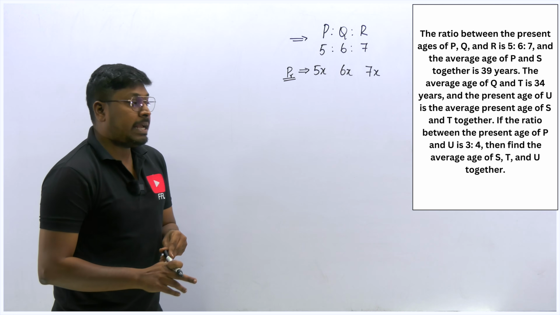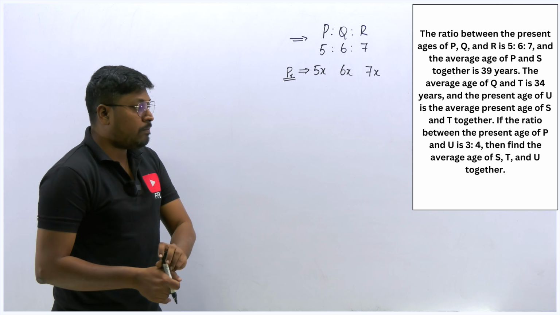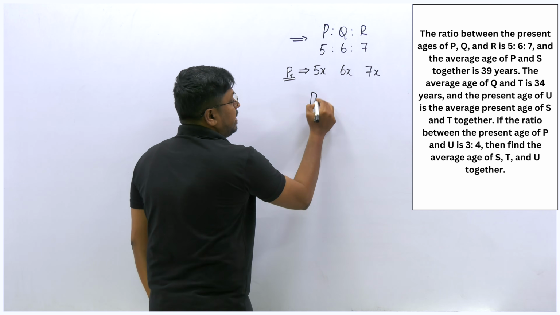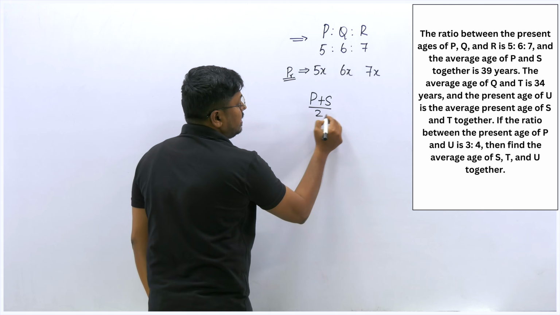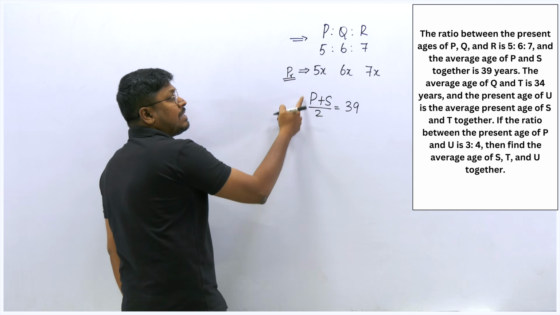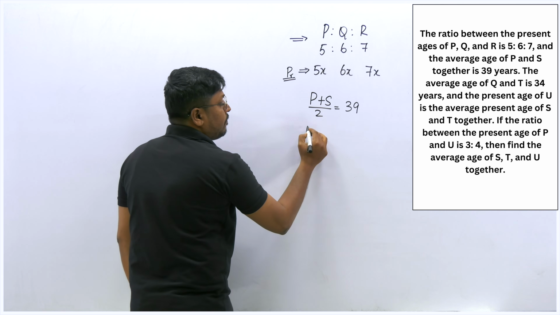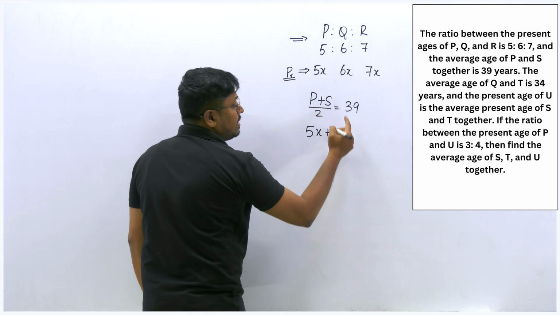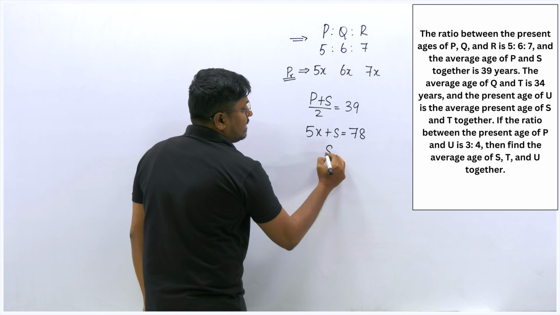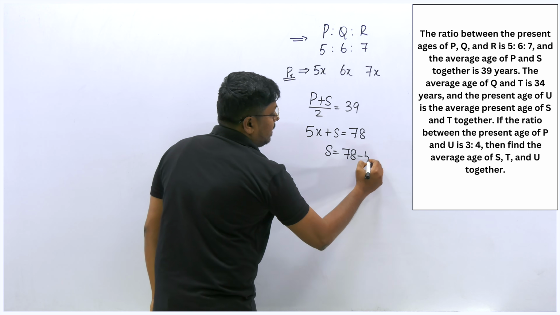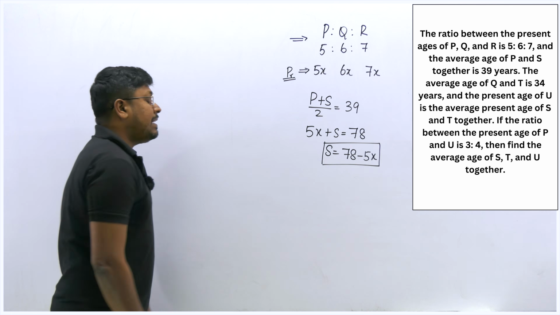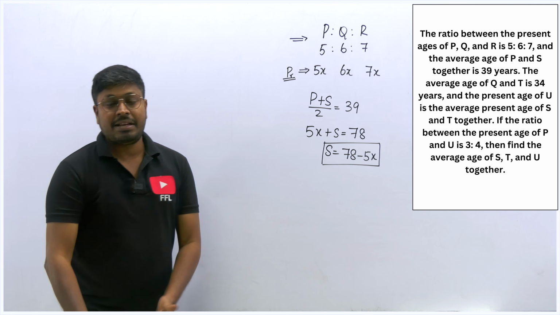Now according to the second point, the average age of P and S together is 39 years. So the sum of P and S divided by 2 equals 39 years. We already know that P's present age is 5x. So substitute here: 5x plus S equals 39 into 2, which is 78. So S equals 78 minus 5x. So we found one present age, that is S equals 78 minus 5x.